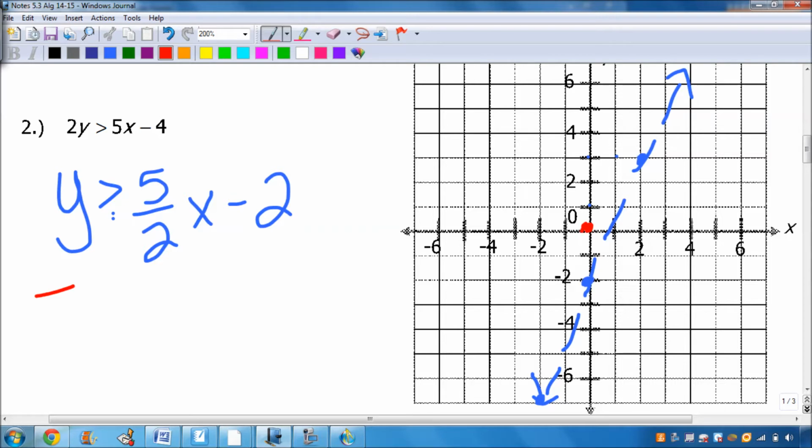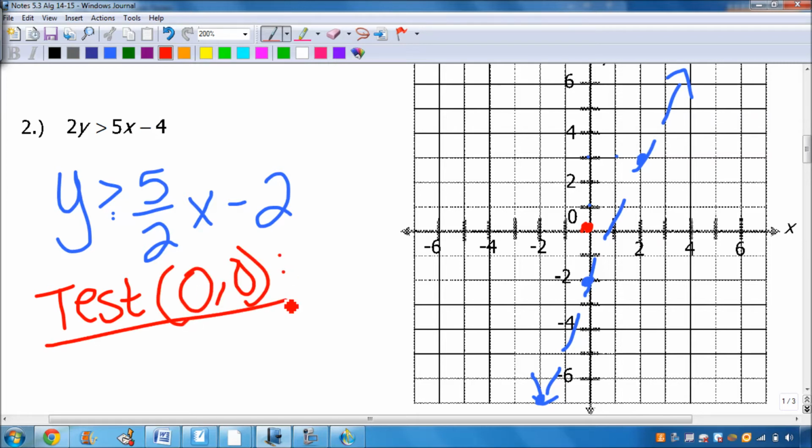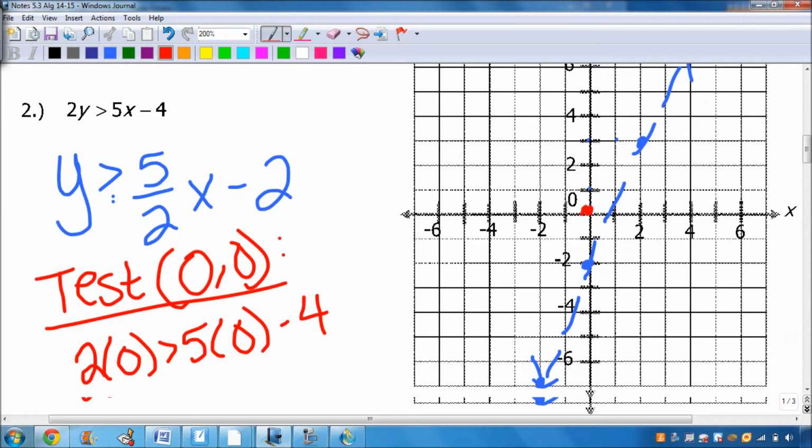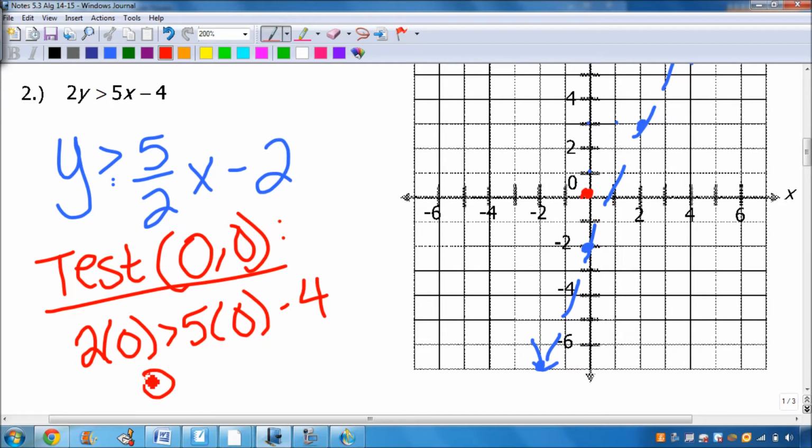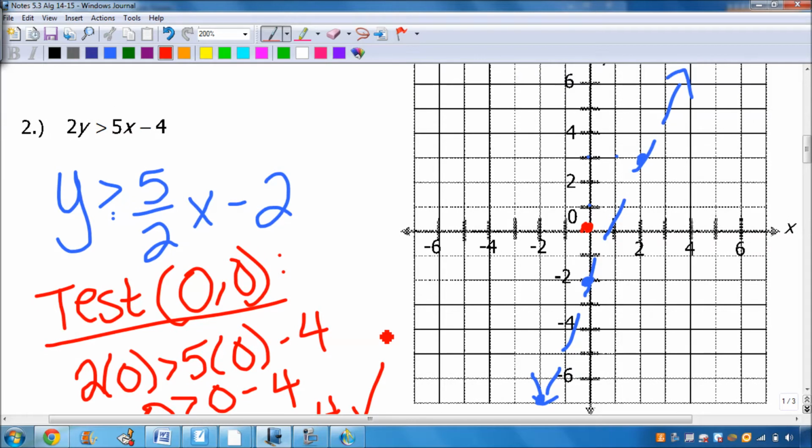Now, when you do your test, you need to make sure you are testing in the original inequality. So I'm going to test it in 2y is greater than 5x minus 4. So I'm going to do 2 times 0 is greater than 5 times 0 minus 4. Okay? So 2 times 0 is 0. 5 times 0 is 0. So I get 0 is greater than negative 4, which is true. So that means that everything in this area will work.